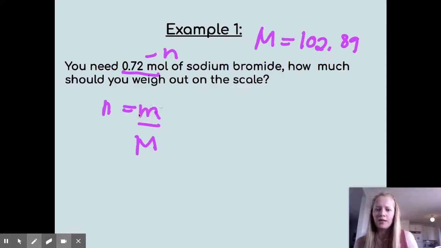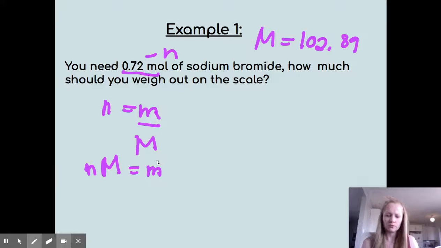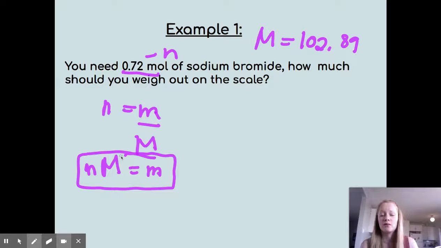So I want little m on its own, the opposite, okay, of what's happening to little m, which is dividing, the opposite is multiply. So little n times big M equals little m. So when they're right beside each other, that means multiply. So I have some people that actually end up memorizing this formula and just use that, okay? It's the exact same thing.